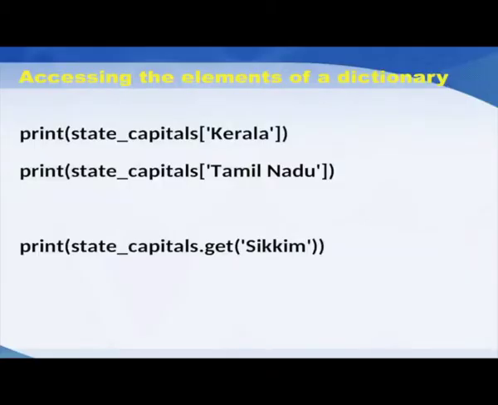Okay. Now, let us see how to access the elements of a dictionary. We are going to use the script which creates a dictionary of states in India and their capitals. This slide shows how to access individual elements of a dictionary. In the first example, we are trying to find the value associated with the key Kerala. In the second example, we are finding the value associated with the key Tamil Nadu. And there is another way: we can also use the get method to find the corresponding value of a given key. You can see these 3 examples on the screen.